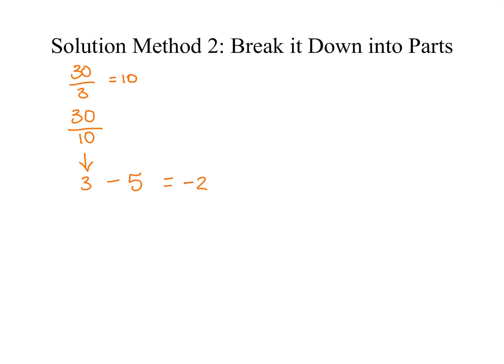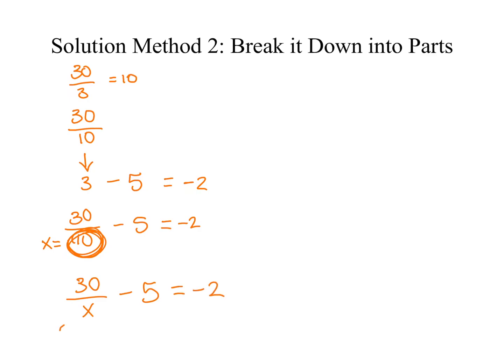So now what I have to do is put this all together. So I have 30 divided by 10 minus 5 equals negative 2. So here's an equation that uses subtraction and division, but it doesn't have a variable in it. So I need to replace my 10 with an x, because I want my problem to end up having the solution of x equals 10. So I'm going to have 30 divided by x minus 5 equals negative 2. And then that equation meets those requirements that I was looking for.